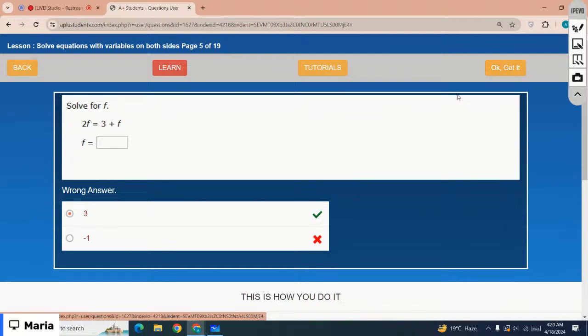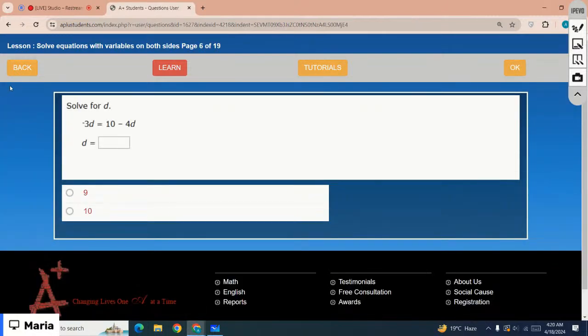Sorry. Yes, that is f equals 3, right? Okay, you can complete the lesson by yourself later today. Let me just move on to the next lesson.